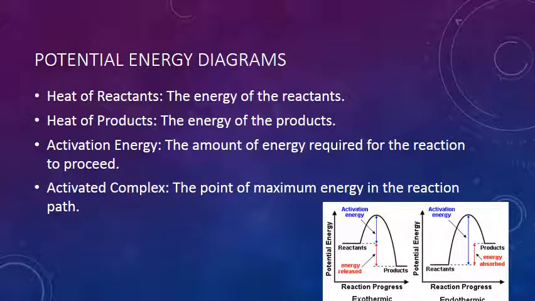So now it's time to explain potential energy diagrams. Alright, so here you have the heat of the reactants, where the reaction begins. As you can see, this first diagram is an exothermic process, which is why the heat of the products is lower than the heat of the reactants, because heat was released.